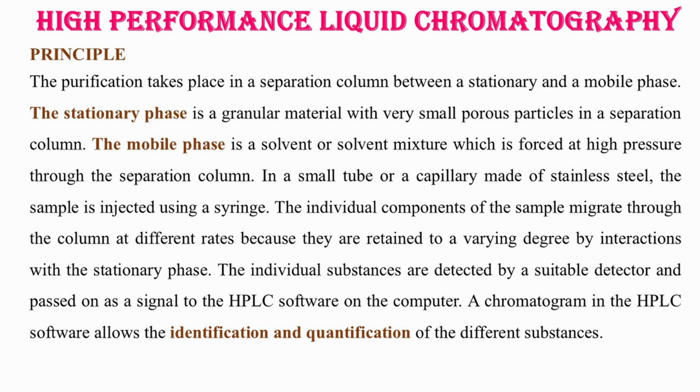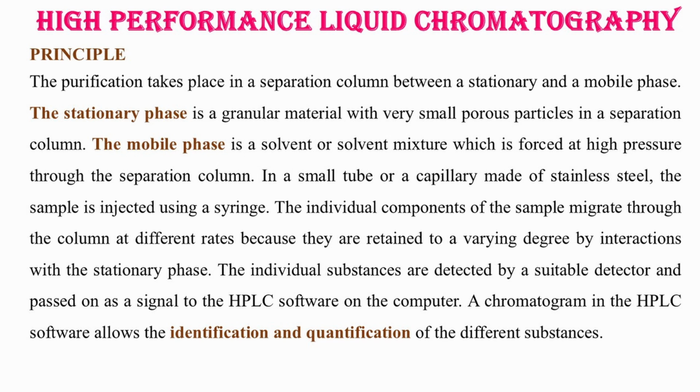The principle behind this technique is that the purification takes place in a separation column between a stationary and a mobile phase. The stationary phase is a granular material with very small porous particles in a separation column. The mobile phase is a solvent mixture which is forced at high pressure through the separation column. In small tubes or a capillary made of stainless steel, the sample is injected using a syringe. The individual components of the sample migrate through the column at different rates because they are retained to a varying degree by interactions with the stationary phase.